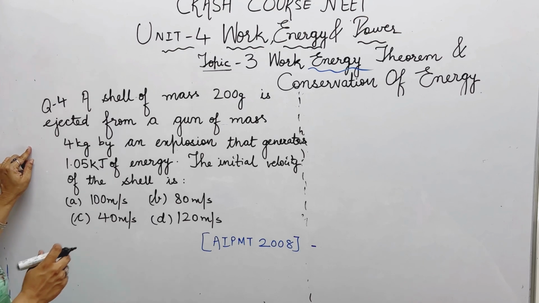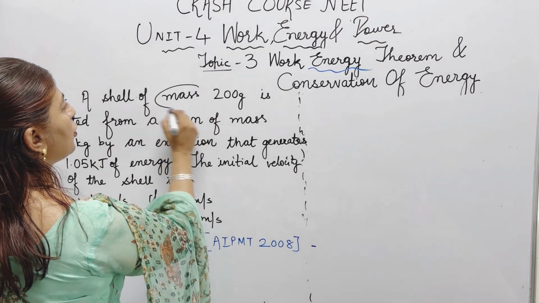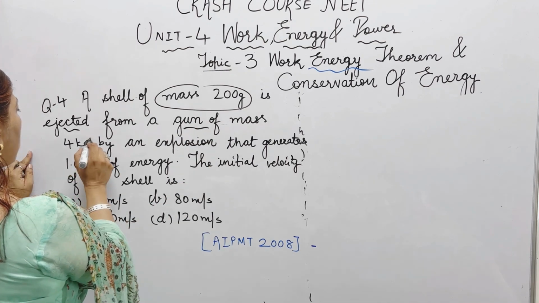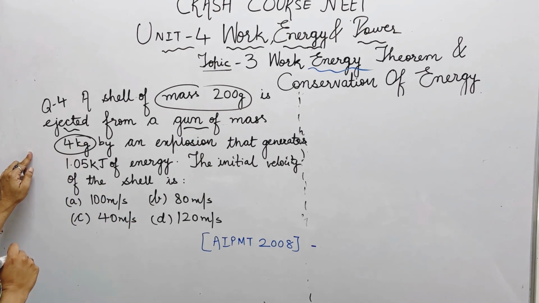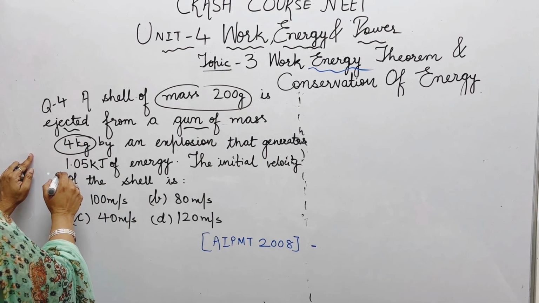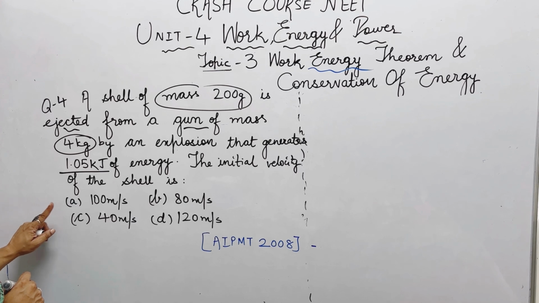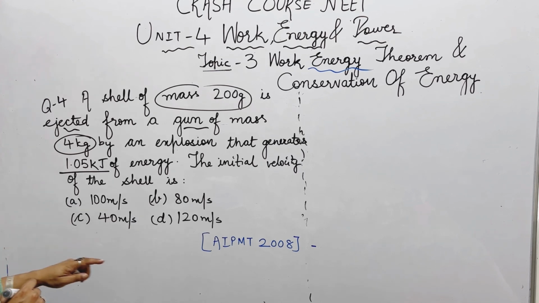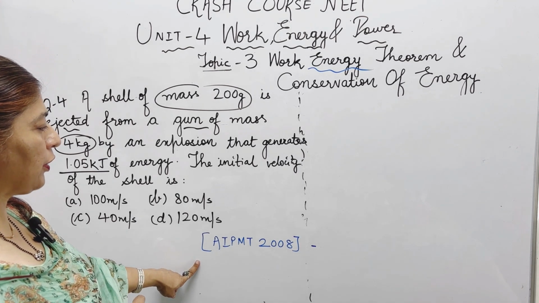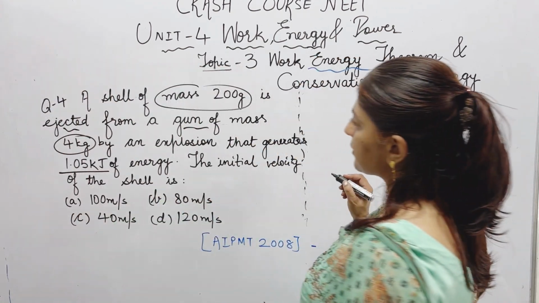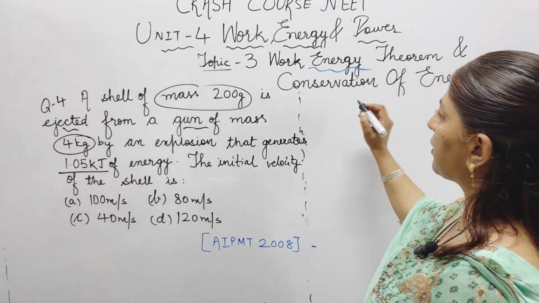Now the fourth question is: a shell of mass 200 gram is ejected from a gun of mass 4 kg by an explosion that generates 1.05 kilojoule of energy. The initial velocity of the shell is, and these are the four options given. This question has come in All India PMT 2008. So to find this, see whatever things have been given.